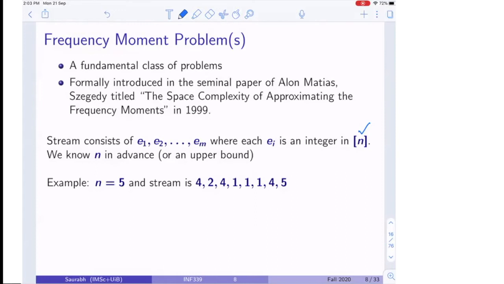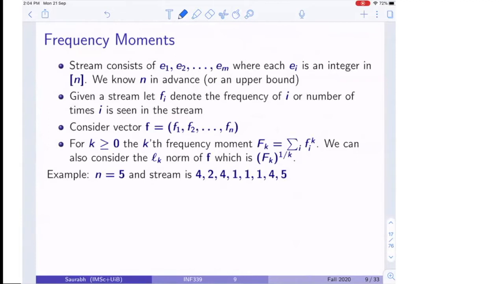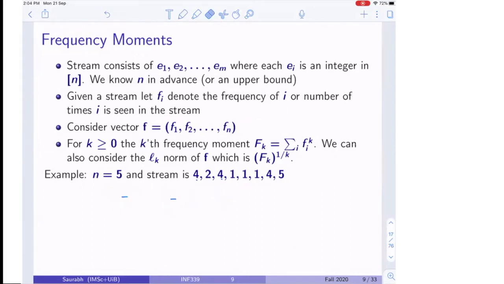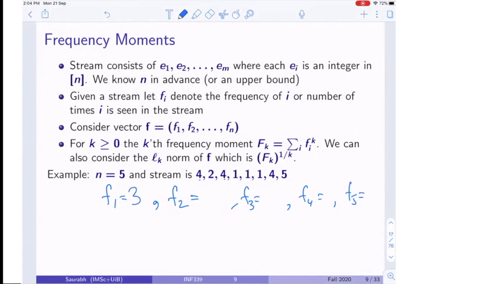Now, given a stream, let fi denote the frequency of i, or the number of times i is in the stream. So for example, for here n equal to 5, what is our frequency? What is f2? f2 occurs 1. f4 occurs how many times? 1, 2, 3 times. f1 occurs, so maybe I should not have written like this, maybe it doesn't matter. Let's see. f1, f2, f3, f4, f5. So f1 occurs 3 times, f2 occurs 1 time, f3 doesn't occur at all, f4 occurs, no, f4 occurs 2, f5 occurs 2. So this is what is called the frequency.